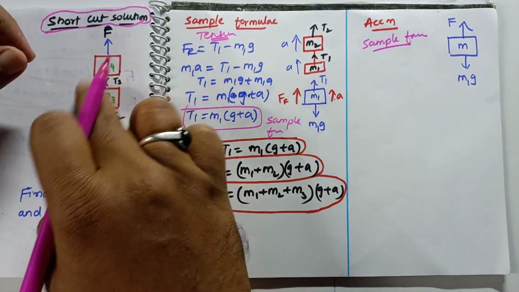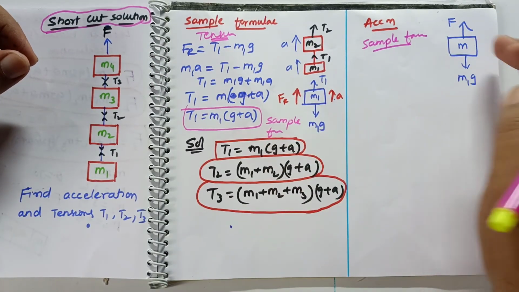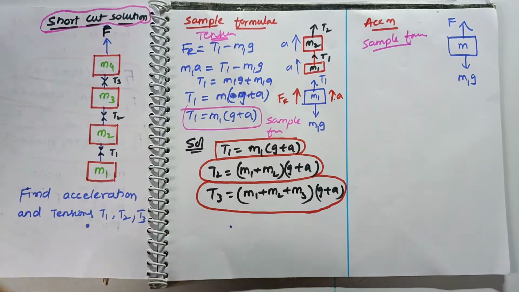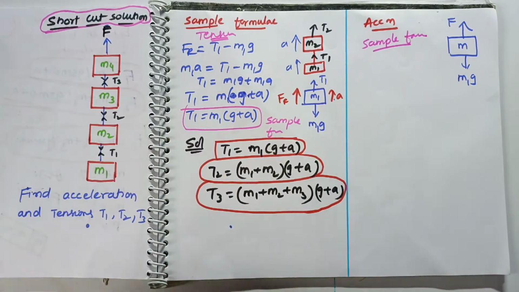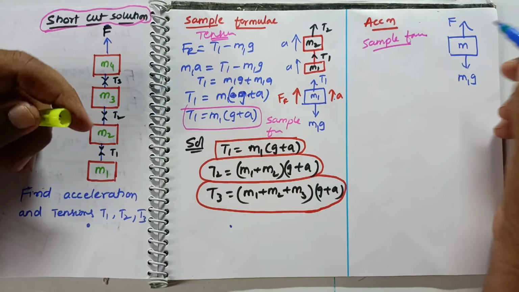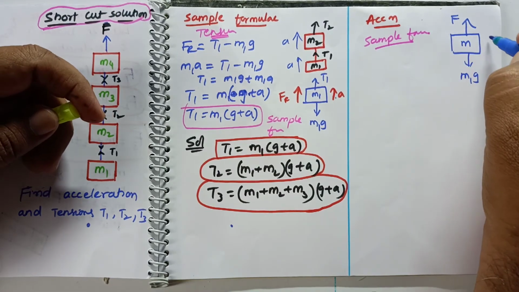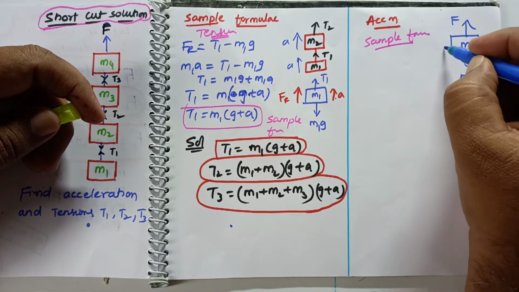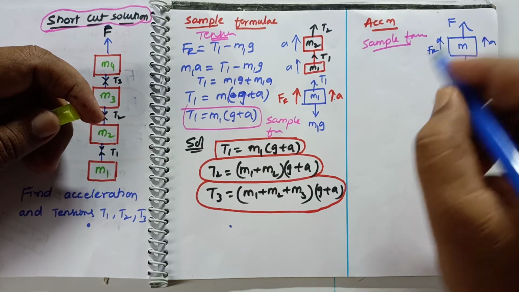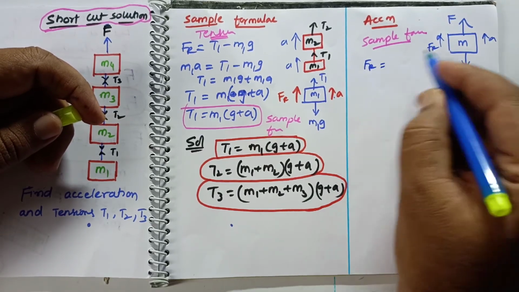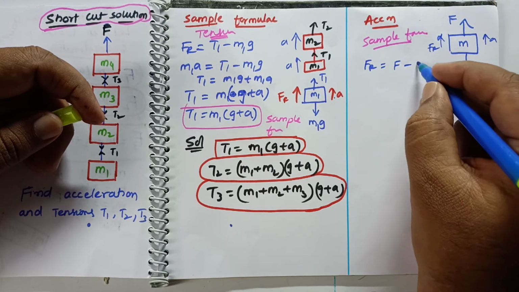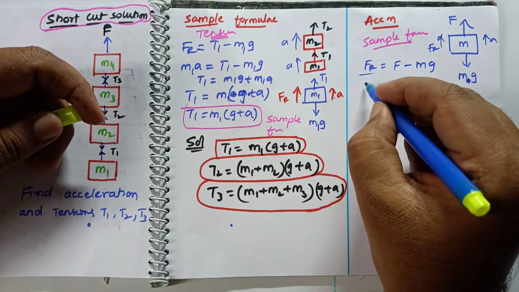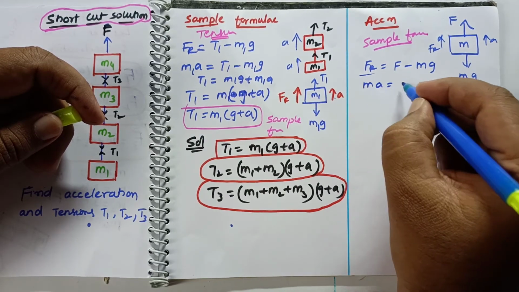To do problems of this type, I am taking only one block to understand the total four blocks now. Now when two forces are acting, the block is moving upwards, which means the resultant force is also upwards. The resultant force is the applied force minus m into g, and the resultant force is m into a according to Newton's second law.